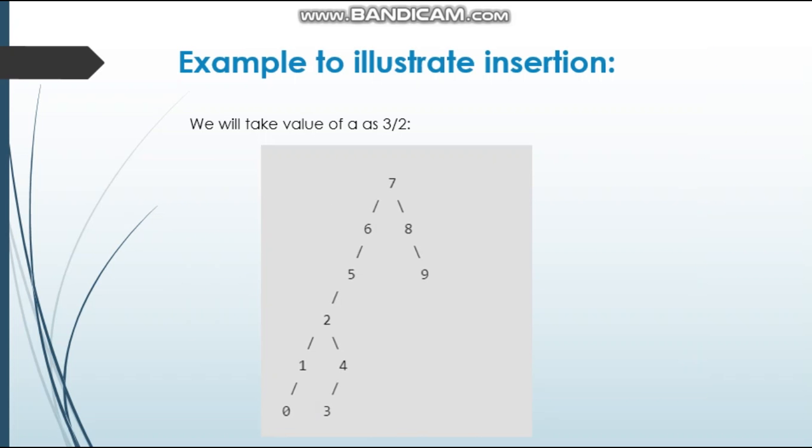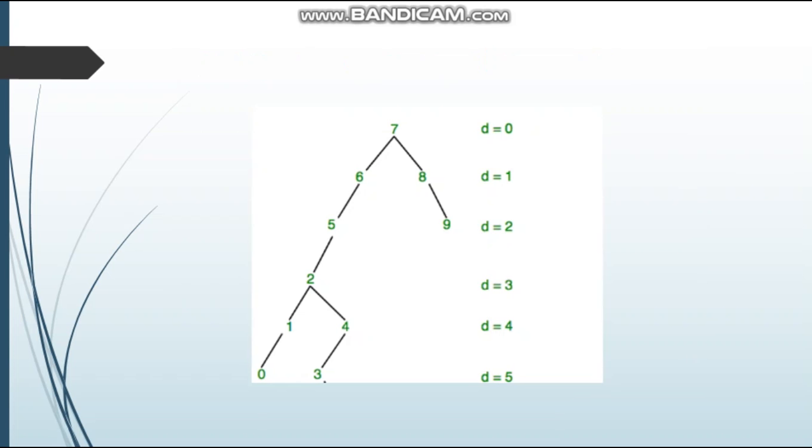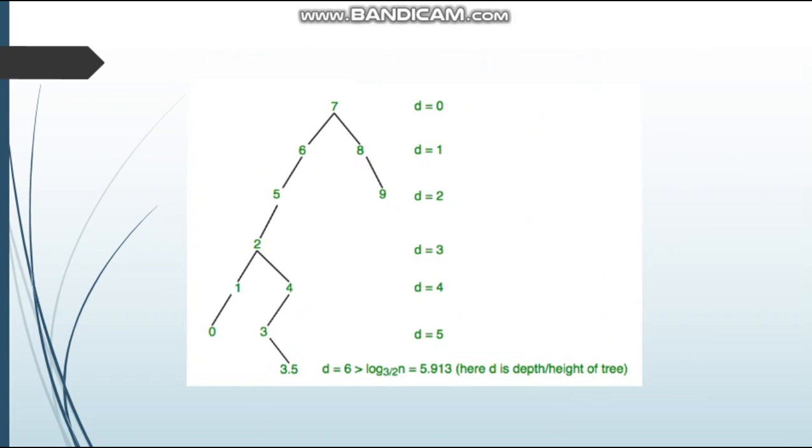So now we will look at an example that illustrates insertion. A scapegoat tree with 10 nodes and height 5 can be seen in this image. Let's insert 3.5 in this scapegoat tree. As you can see, before insertion, the depth of this scapegoat tree is 5. After insertion, the depth becomes 6.